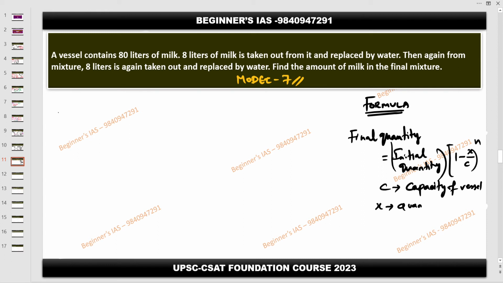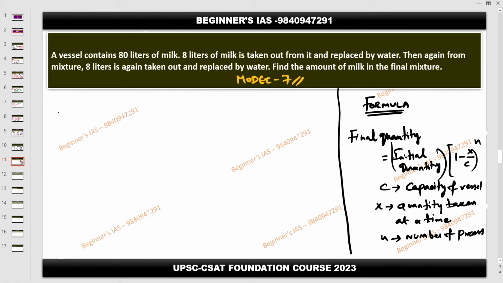So this x is nothing but the quantity taken out at a time. To solve this kind of problem in a simple manner, without the formula also you can do, but if you are applying it, easily you will get the answer. Then n is nothing but the number of times you are doing that proceeding, adding and taking out. Then if you apply it, you will get the answer here.